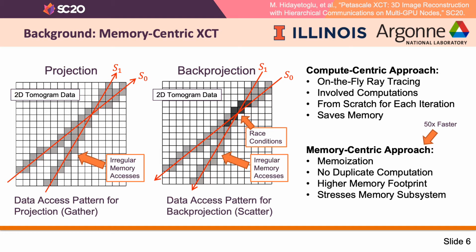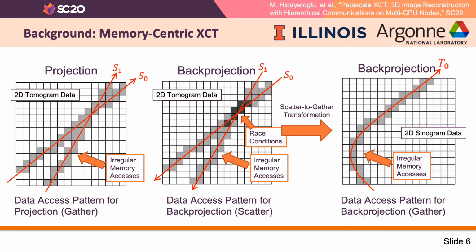First, the memory accesses are irregular, where cache lines are not efficiently utilized. Second, back projection yields serialization due to race conditions. The second problem is solved by a scatter-to-gather transformation, where the irregular data accesses are read-only but on the sinogram domain. This is obtained by a transposition of the projection matrix and storing it as the back projection matrix. It is computationally efficient, but it doubles the memory footprint of the application.